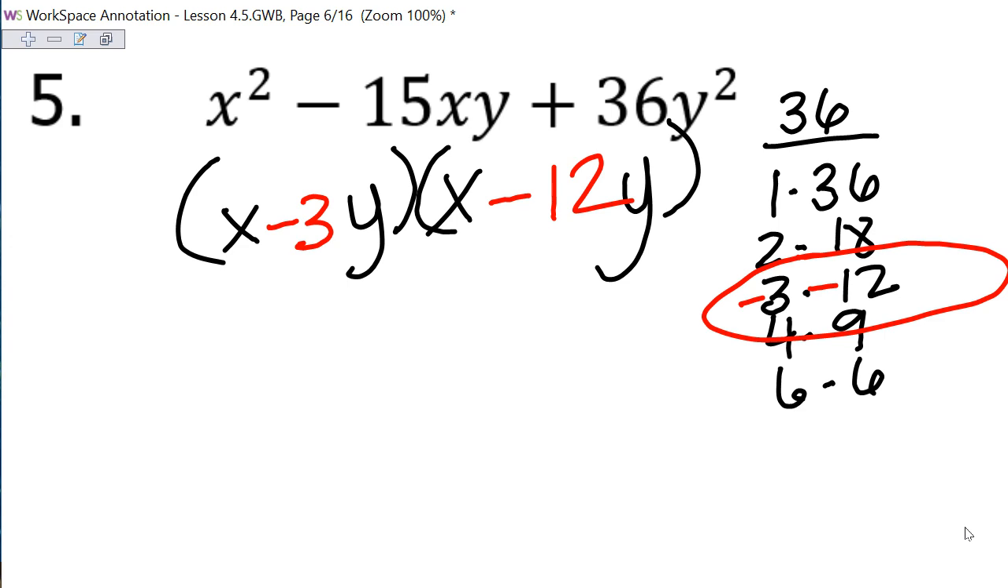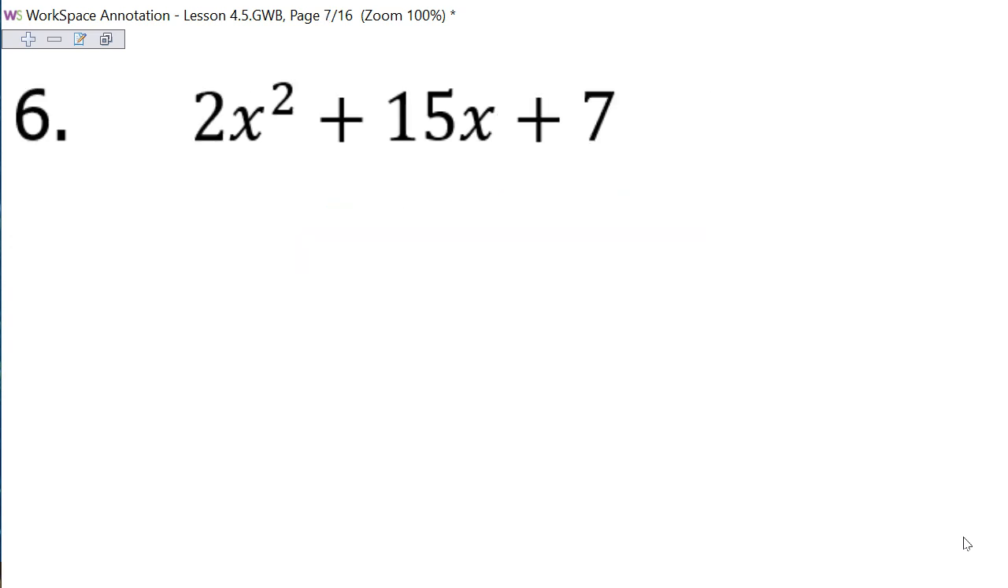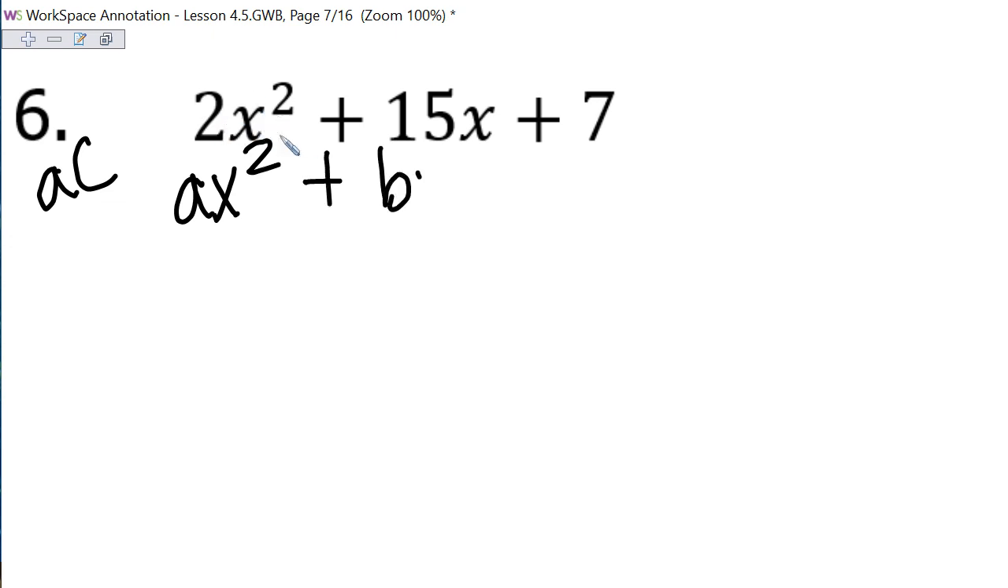Number 6. This one is larger than a 1x squared, so what do I have to look for? GCF. What's the GCF between 2, 15, and 7? Is there a GCF there? No. So if it's larger than a 1x squared, and there's no GCF to factor out, this is the new part for today. We have to do what's called the AC method. And this is called the AC method because it comes from the standard form, ax squared plus bx plus c.